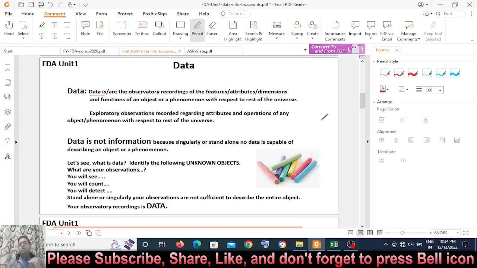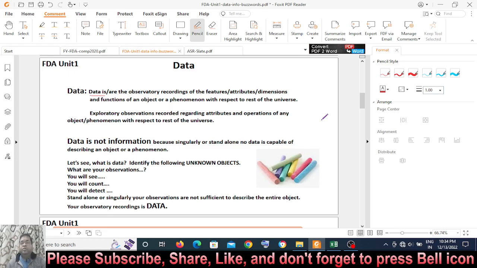So we have to first define what is data. Data is the observatory recordings. Whenever we observe any object or any phenomena, any event, we record certain features and functionalities of it, and the effect of that object on the rest of the universe and on the object itself. So it actually gives the description of that object.